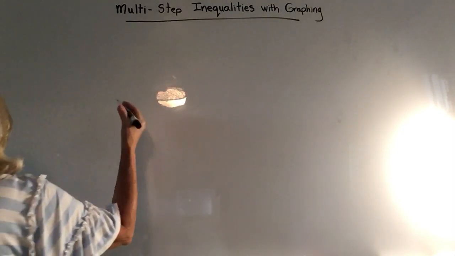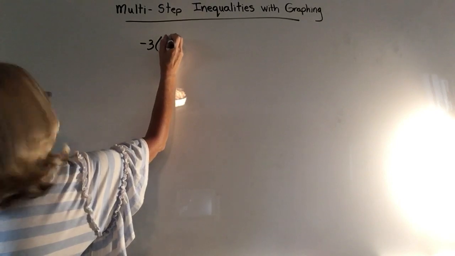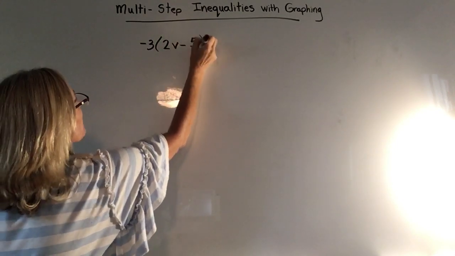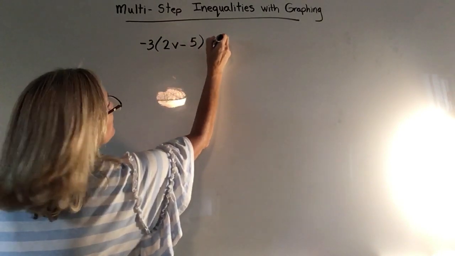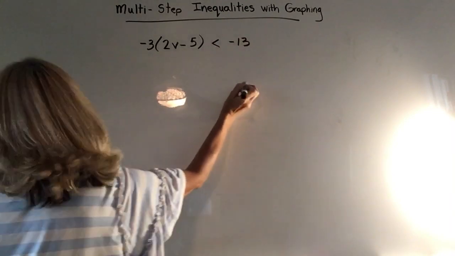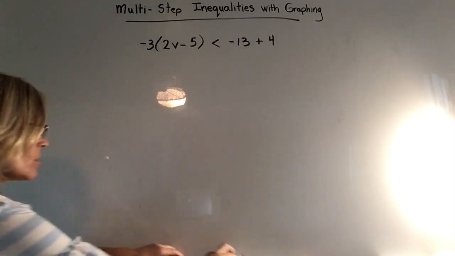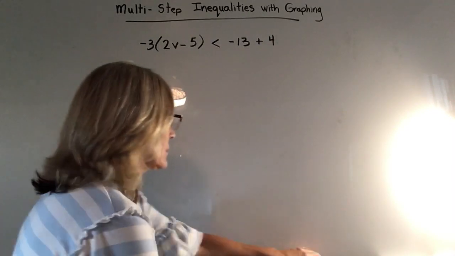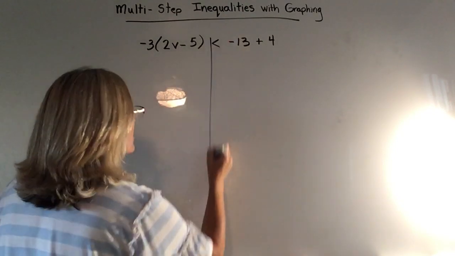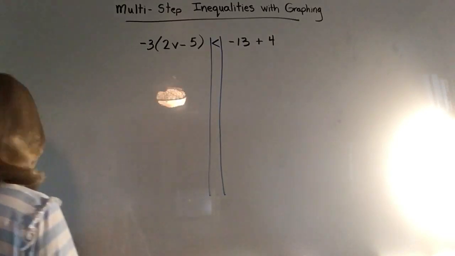All right, let's go ahead and start with -3 times the quantity 2v minus 5 is less than -13 plus 4. Okay, we are going to go ahead and start by drawing the lines, dividing them up.